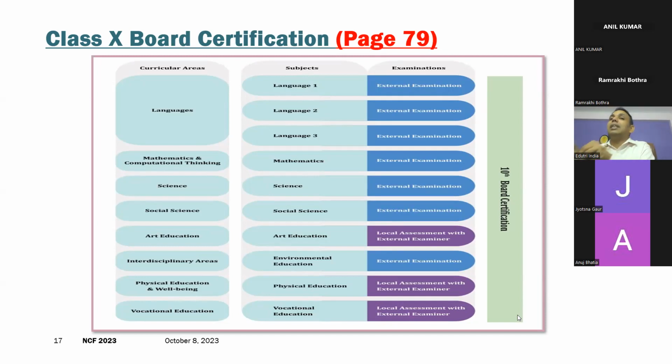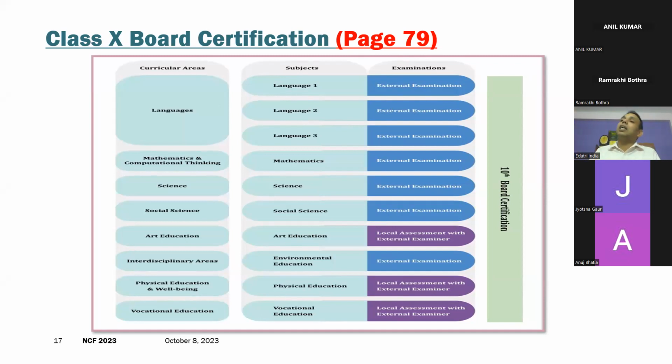3 languages, then mathematics, then science, then social science, then art education, then environmental education, then physical education, and then vocational education. This environmental education is part of IDA. Now, out of these 10, 7 will be board on different centers. They have clearly written external examination, which is what we do in the board. For these 3, art education, physical education, and vocational education, which are part of group 2, they have written local assessment with external examiner.